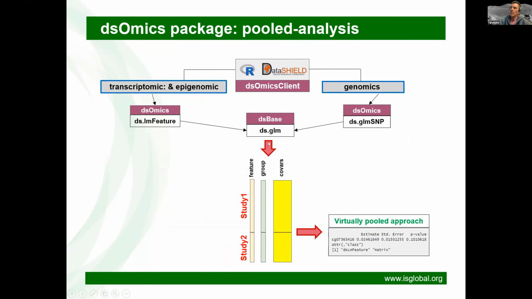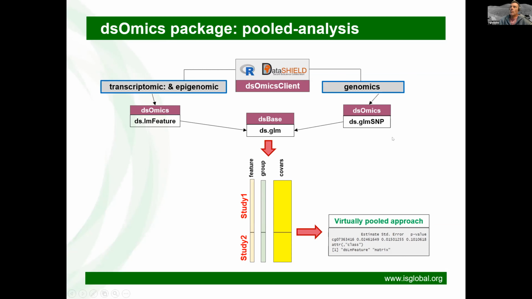So the idea is that you have this function that is putting all the data in a single table, but you know how DataSHIELD works. It is not doing that, but it is performing non-disclosive analysis as if you had the data in a single table, and then you obtain the virtually pooled results that correspond to the pooled data analysis.